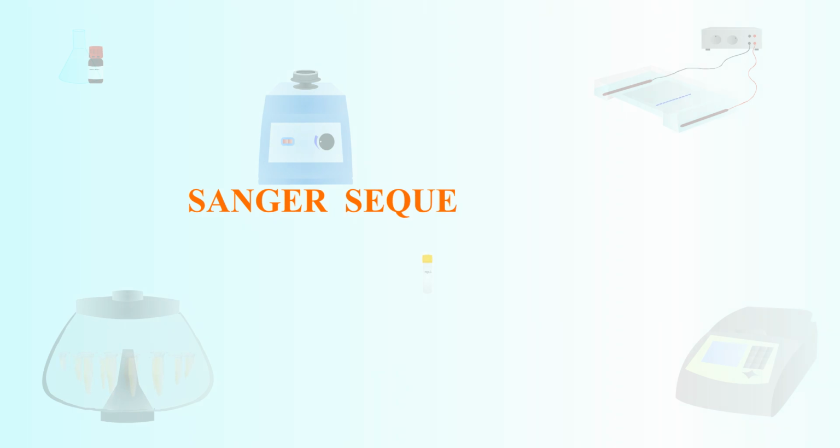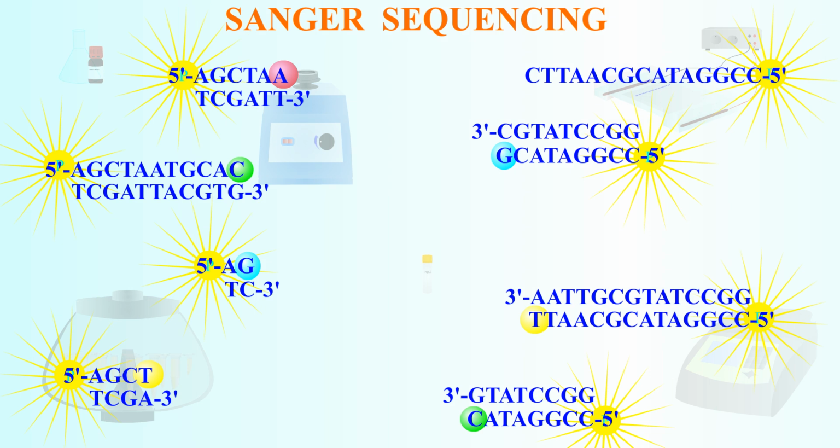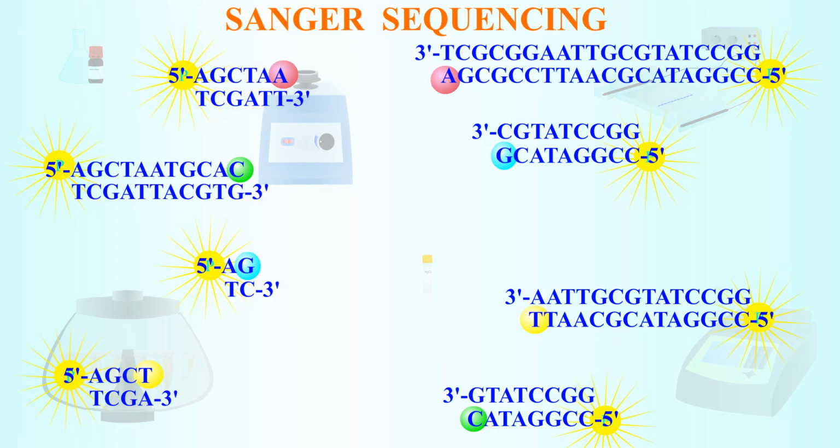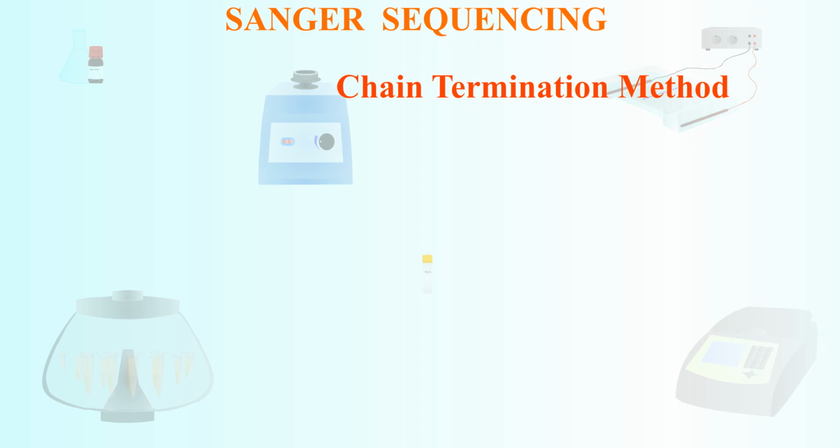Sanger sequencing. Sanger sequencing is one of the important sequencing techniques that have been widely used by scientists until now. It has a low error rate and is 99.9% accurate. Sanger sequencing is also known as the chain termination method.